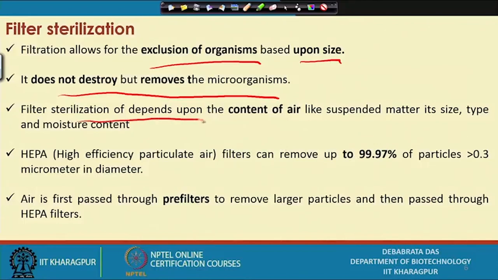Filter sterilization depends upon the content of the air, like suspended matter, its size and type of moisture. I want to point out here that I work with the citric acid industry.